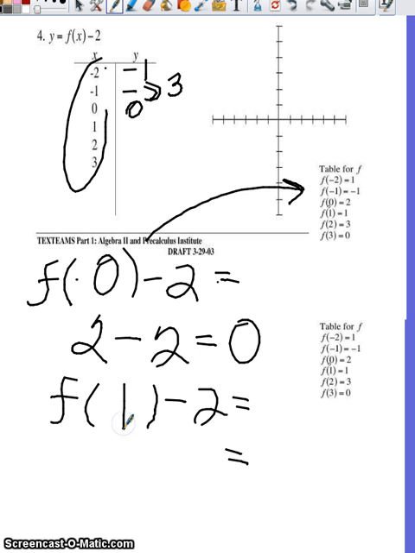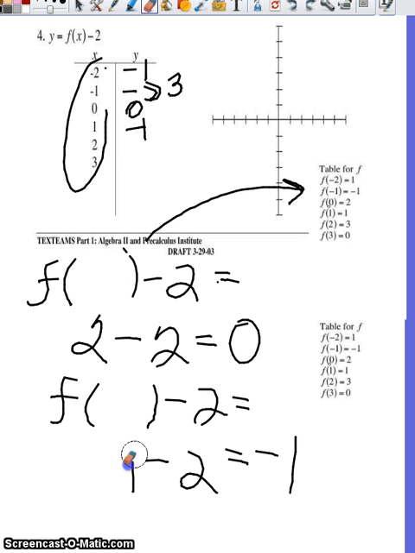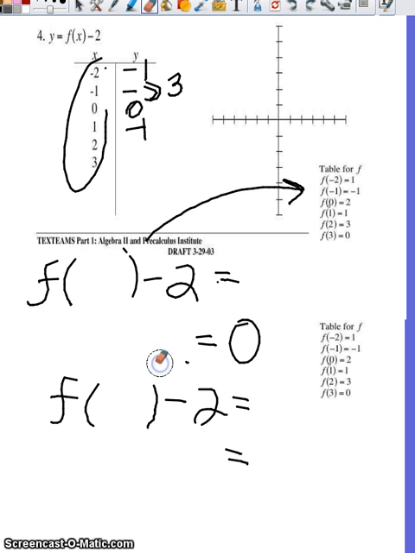At f of 1, my answer is 1. So 1 minus 2 is a negative 1. And let's do the last ones. We've got f of 2, and we're going to have f of 3. So I want you guys to go ahead and fill out the rest of that table, and let's see what you got.